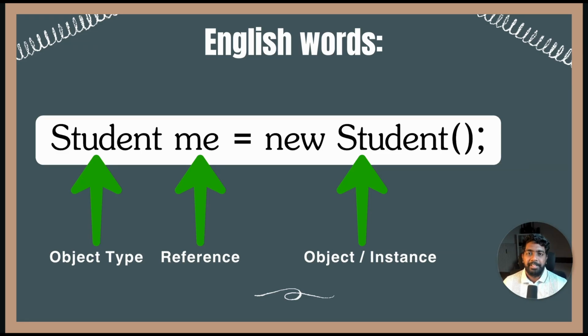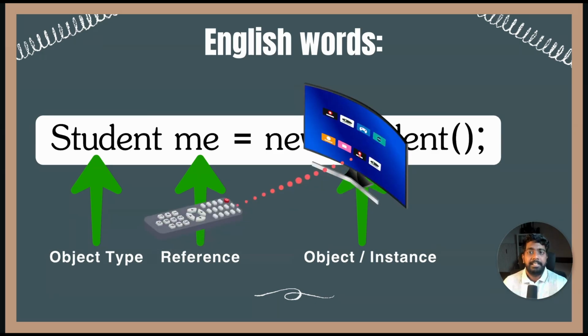I want to make sure everyone who is watching this video knows these English terms: object type, reference, and object or instance. Object or instance, it's the same thing. We refer to the object that we create out of a class. It is more like pointing a remote to an object.